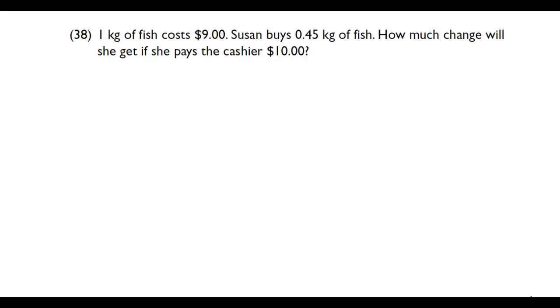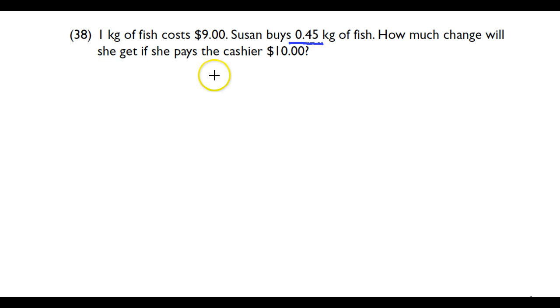One kilogram of fish costs $9. Susan buys 0.45 kilogram of fish. How much change will she get if she pays the cashier $10? Alright, let me just double check here. Okay, look very carefully. Now she bought less than 1 kilogram of fish, in fact 0.45 out of 1.